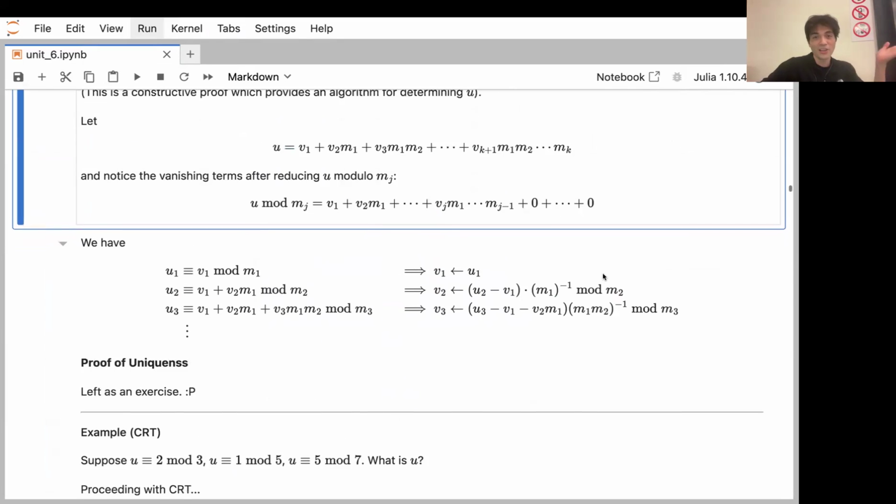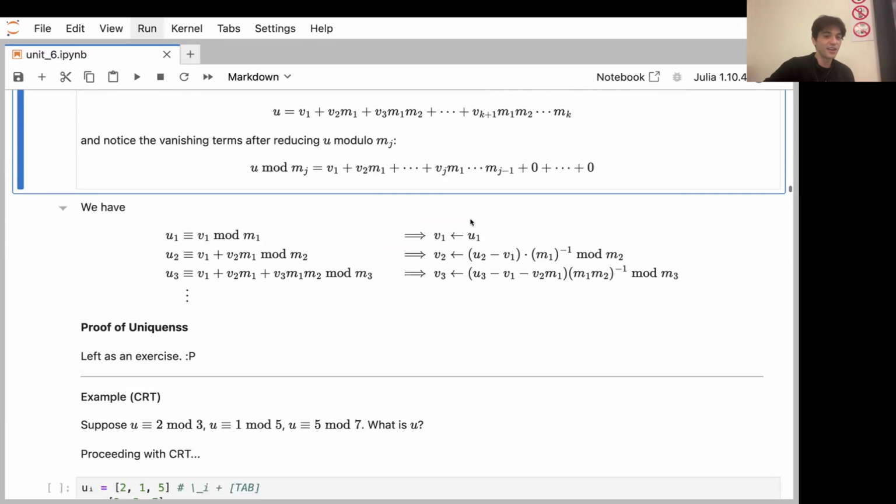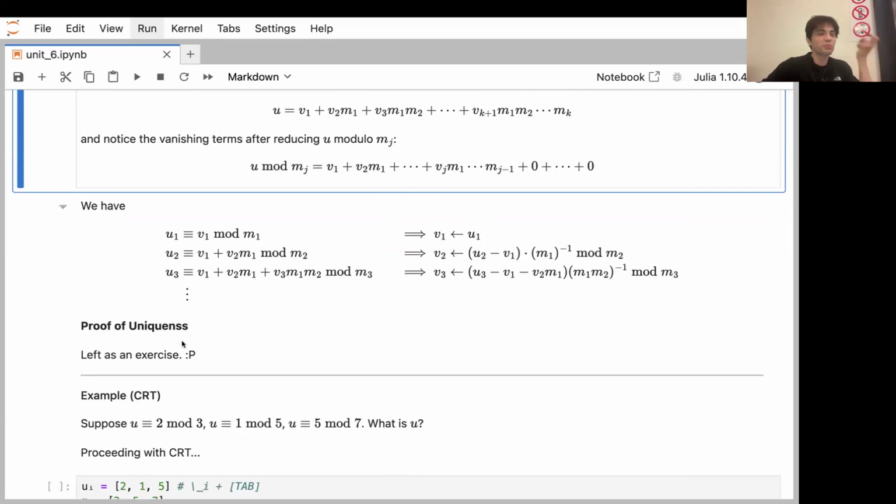I prefer Maple. Okay, so this is how you would actually work it out. This is a constructive proof that the number exists. What would be left to do is prove that the number you constructed is actually unique. I'm not going to do it because it's not important to know these details in order to do this implementation.